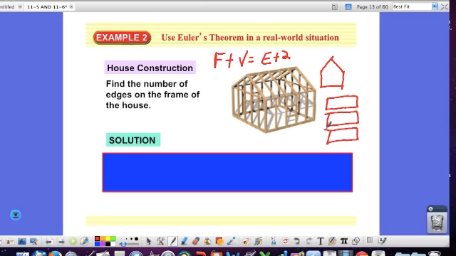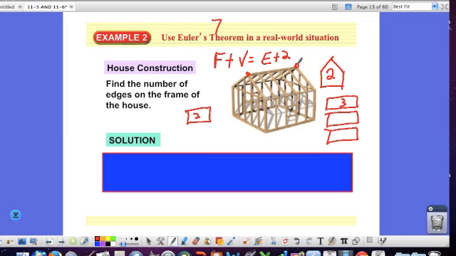There are 3 rectangles total there, 2 of those, and there's 1, 2 slanted rectangles for the roof. So 2 plus 3 is 5, 6, 7 faces.